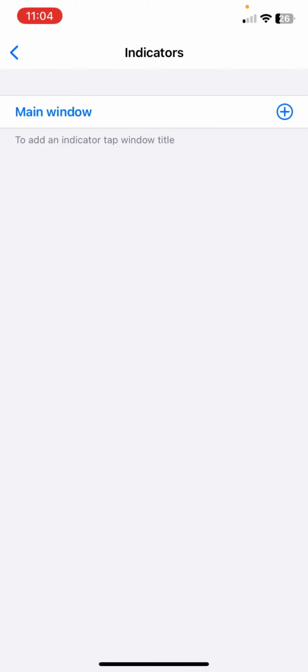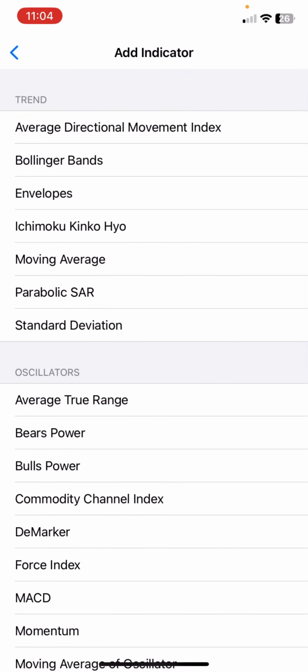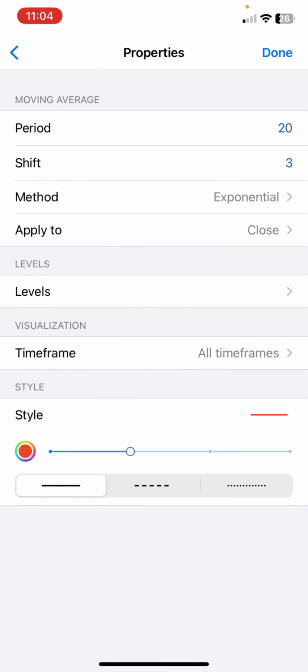Now the first indicator that we're going to be adding is the moving average. Click on the moving average right here. The period is 20, shift is 3, the method is exponential, apply to close, and I'm using the red color. Make sure you use the same color as I do, and when you understand the strategy, you can change your color whenever you want. Click on done when you set the moving average up.